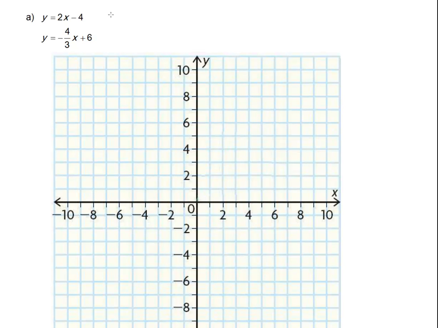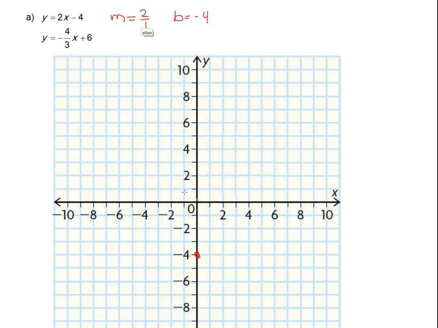So for the first one, the 2x minus 4, the slope m value would be 2. And remember, 2 is the same as 2 over 1. So 2 is the rise, 1 is the run. And the y-intercept of this line would be negative 4. So on the graph down here, we'd put a dot at negative 4.